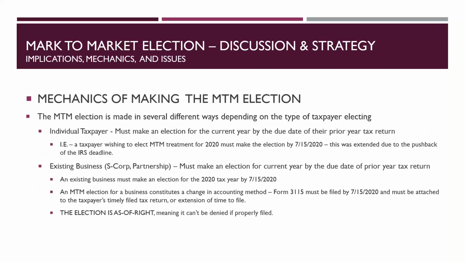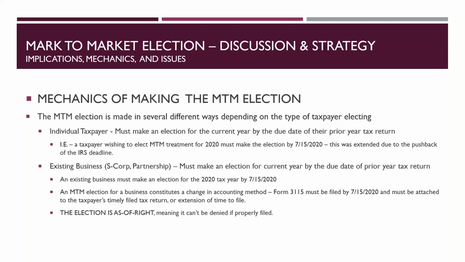The mechanics of actually making the election. So this can be done several ways. An individual taxpayer, someone that's reporting their trading activity as, basically they're stating they're a sole proprietor, they haven't incorporated their business.